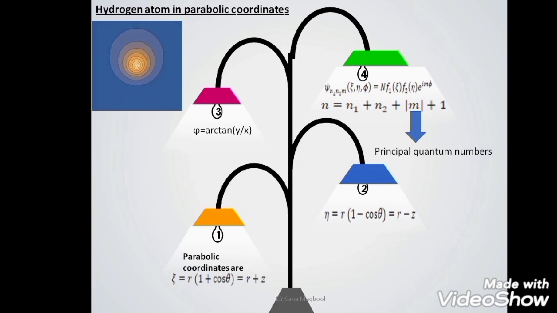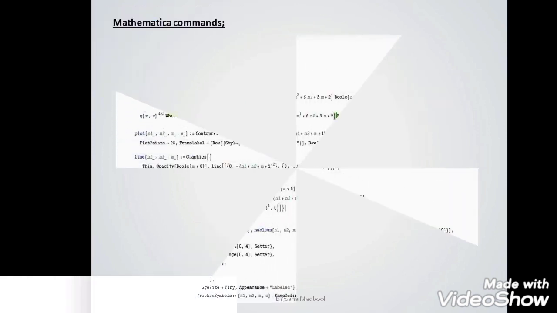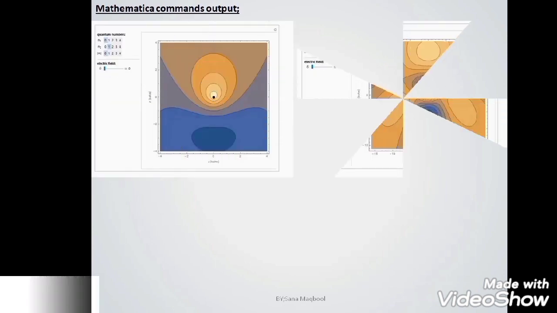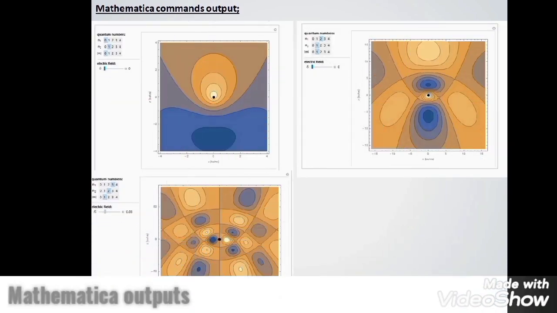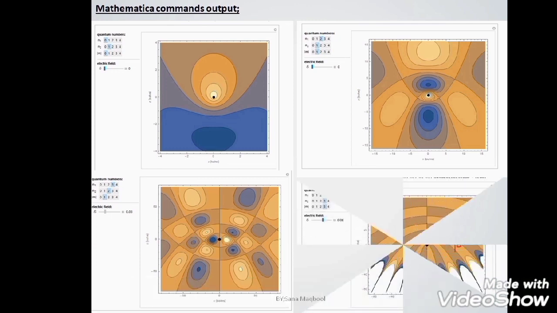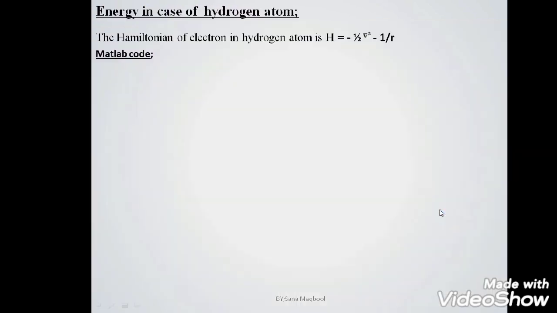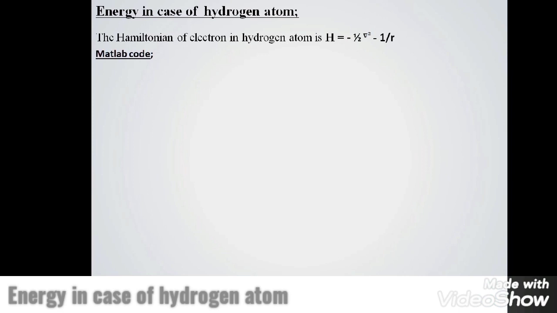It is the principal quantum number, and the mathematical commands are shown over here, and we have attained the output as this one. The output is showing that we have got a contour plot for the real part of the wave functions in the xz plane, and in this output we got this black dot, and this black dot is showing the nucleus. The red arrow is useful for showing the presence of the electric field. Then there comes energy in the case of the hydrogen atom.